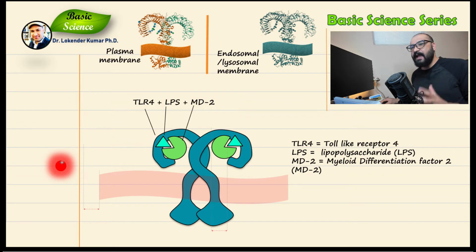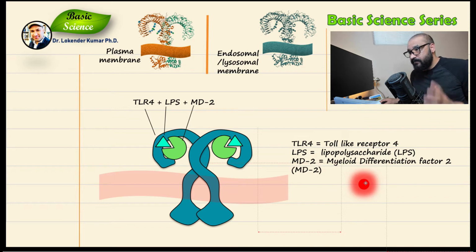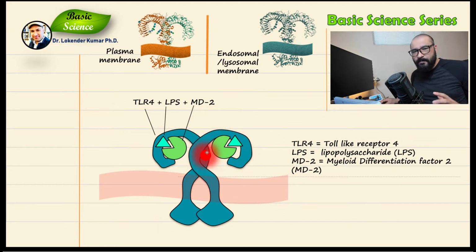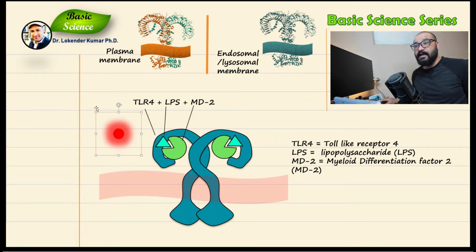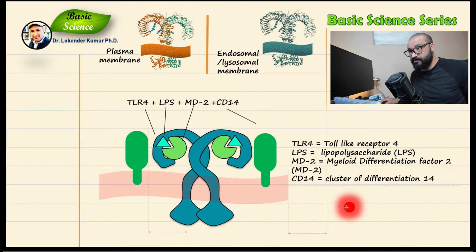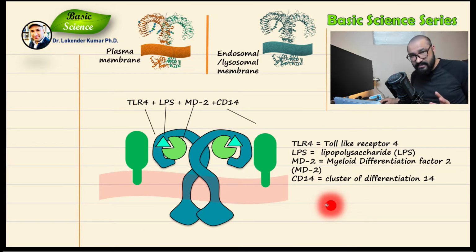What happens next is that lipopolysaccharide combines with the MD2 protein, whose full form is myeloid differentiation factor 2. This protein, in combination with the lipopolysaccharide, and another protein known as LPS binding protein, which is present in the serum, forms a complex that initiates the dimerization of toll-like receptor 4. There is another additional protein that contributes to the activation. This is CD14, the cluster of differentiation 14 protein, which is involved in this activation.